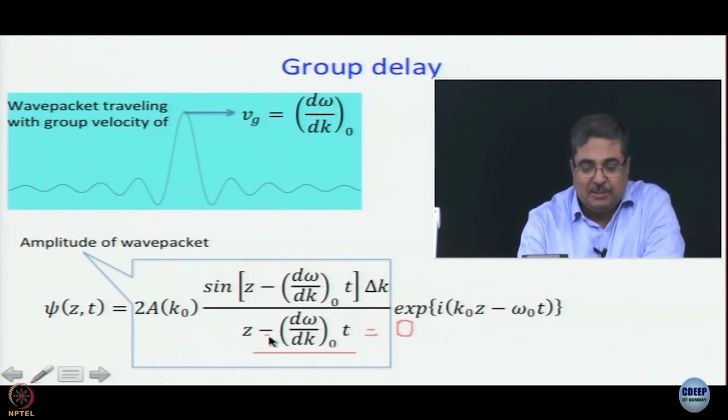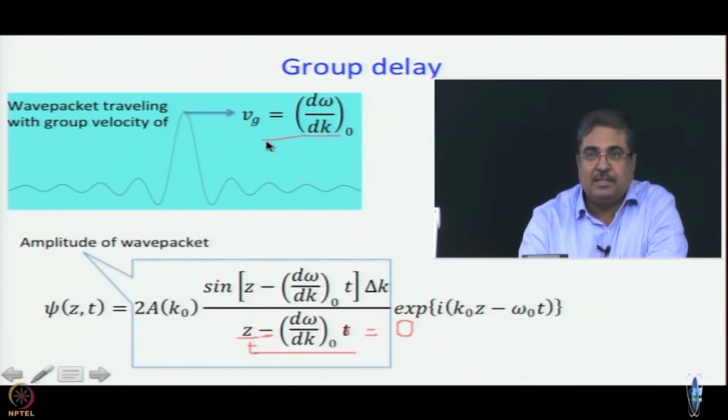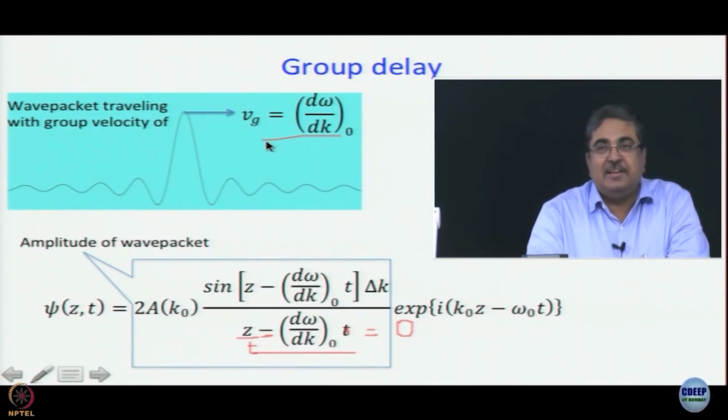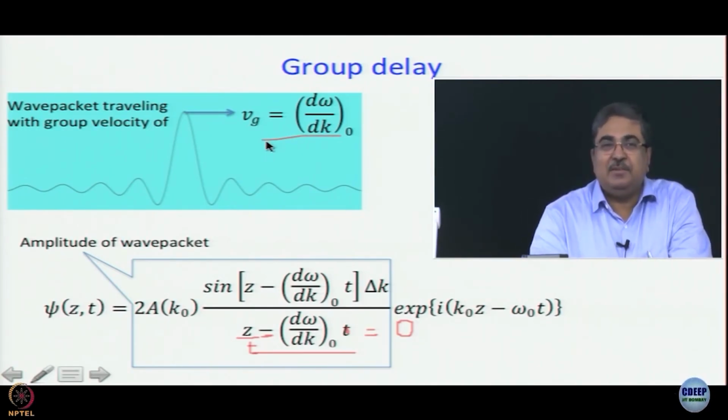So, what we are saying essentially is that z equals d omega by dk at k0 times t. Okay. So, what is z by t? I cut t from here and I write t here. z by t is equal to d omega by dk at k0. Why do you call that group velocity all of a sudden? What is z? What is z? Last letter in English alphabet? Yes, but in this context, what is z?